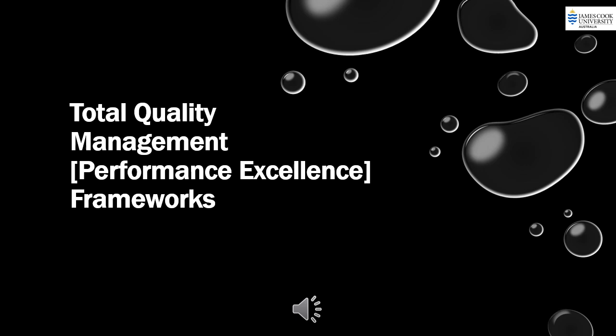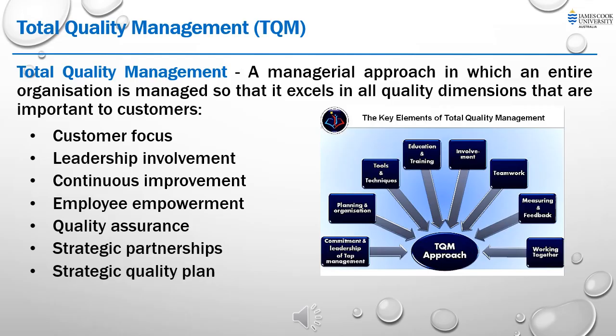Now, let's move to total quality management. TQM, or total quality management, is an approach to quality management that aims to achieve continuous improvement in the quality of a product and service offered by an organization. It is a customer focused approach that involves all employees in the organization, from top management to frontline workers, in a continuous effort to improve quality. So there are some principles here: customer focus, leadership environment, continuous improvement, employee empowerment, quality assurance, strategic partnership, and a strategic quality plan.